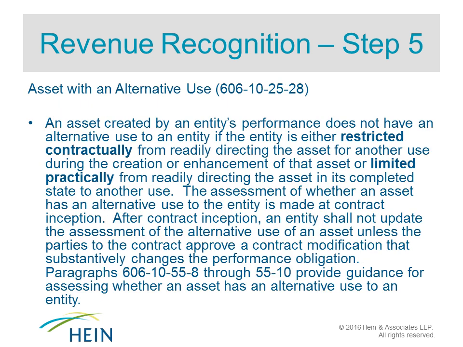And then for the third criteria, remember back, it's actually a two-step criteria where both of these first have to be met. So we'll talk about an asset with an alternative use first. For an asset to not have an alternative use, you look at: is the entity restricted contractually from readily directing the asset for another use, or is it limited practically from readily directing the asset in its completed state to another use?